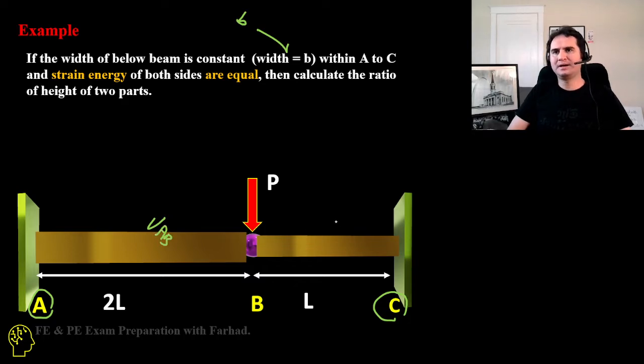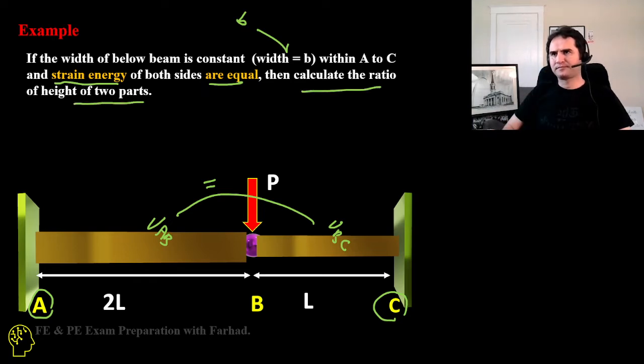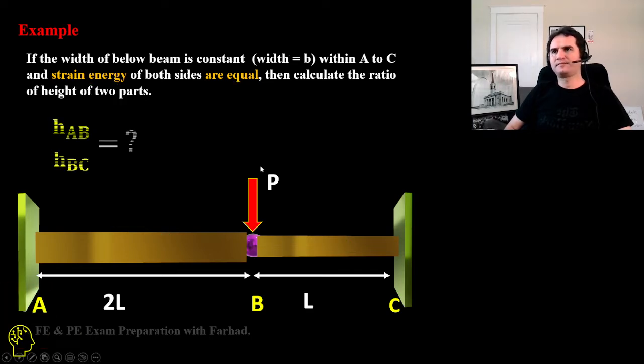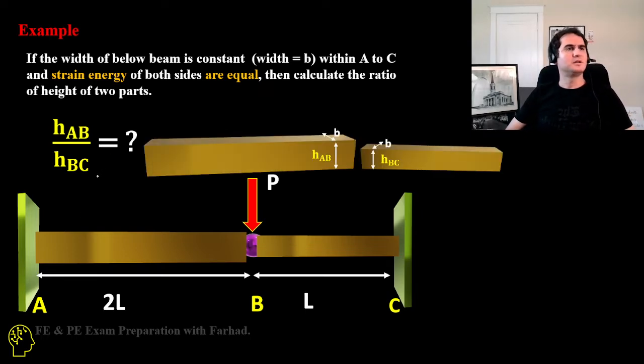this is the strain energy of part AB and this is the strain energy of part BC, and they are equal to each other, based on the problem statement assumption. Then we want to calculate the ratio of height of the two parts. So we want to know what is the ratio between the height of the two sections.